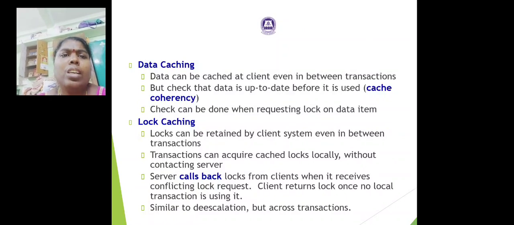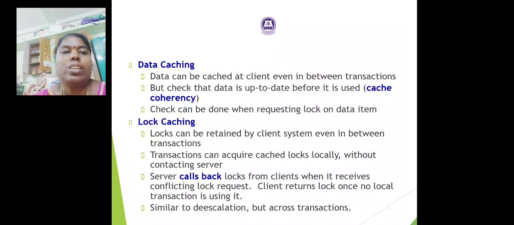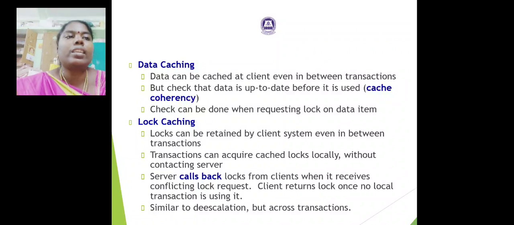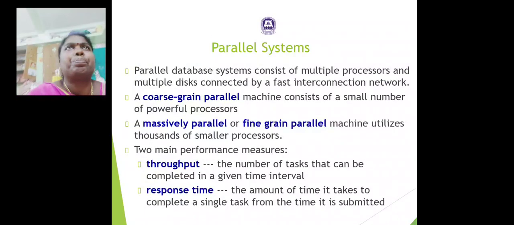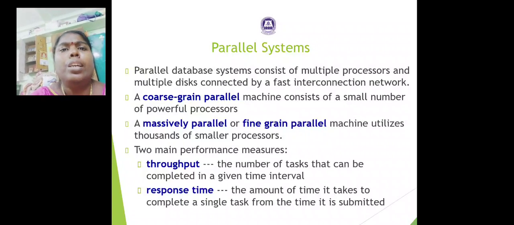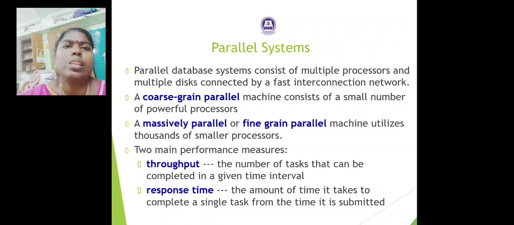So lock caching: locks can be retained by the client system even in between transactions. A transaction can acquire cached locks locally without contacting the server. The server calls back locks from the client when it receives conflicting lock requests. The client returns the lock once no local transaction is using it. This is similar to de-escalation but across transactions. Lock caching is a very important topic in data servers because it is one of the ways to rectify the cache concurrency problem.